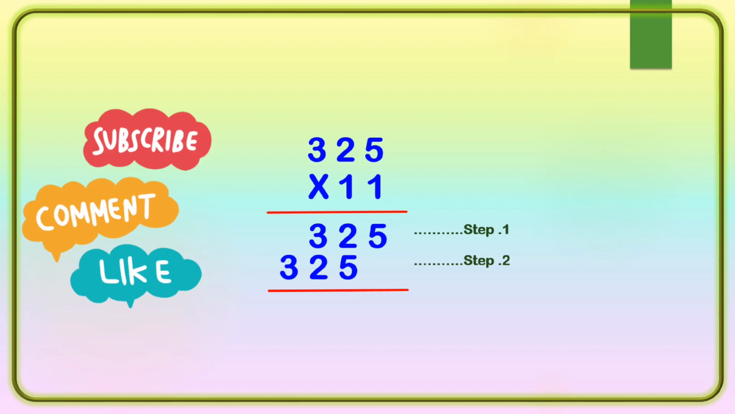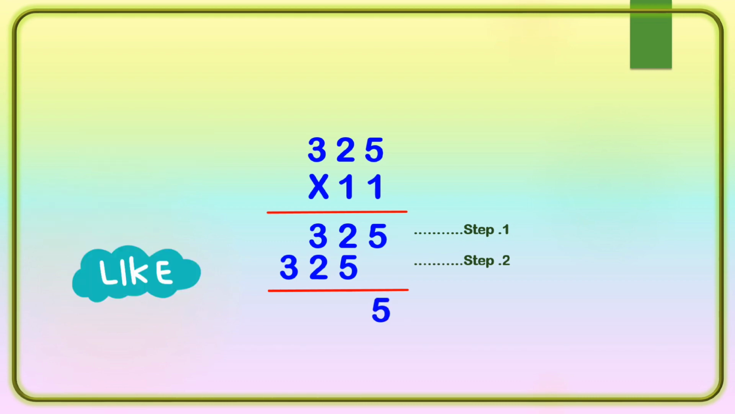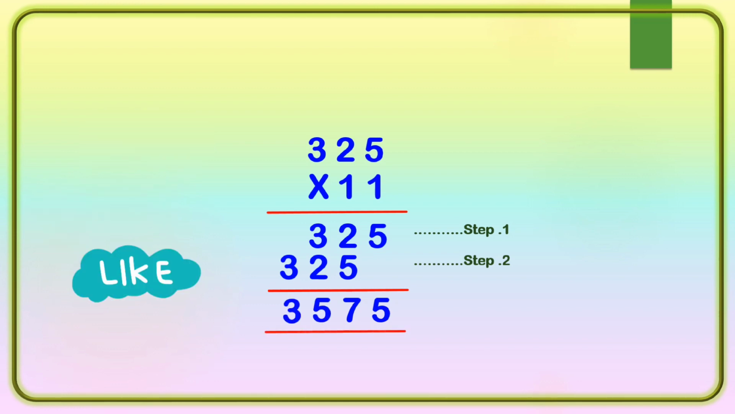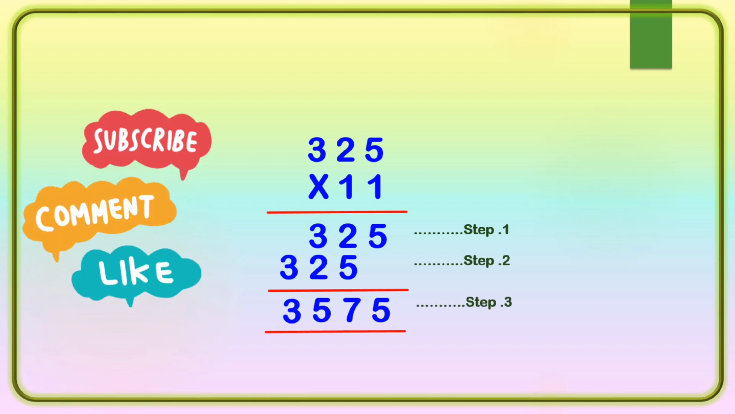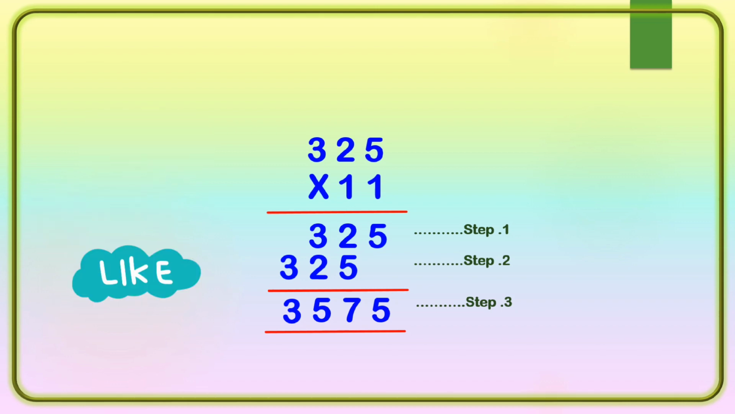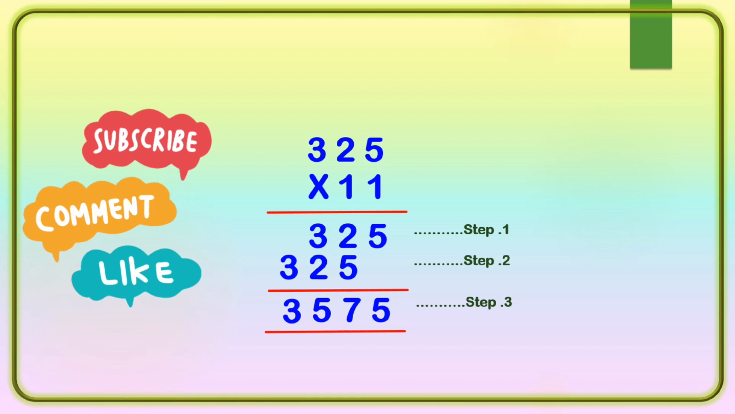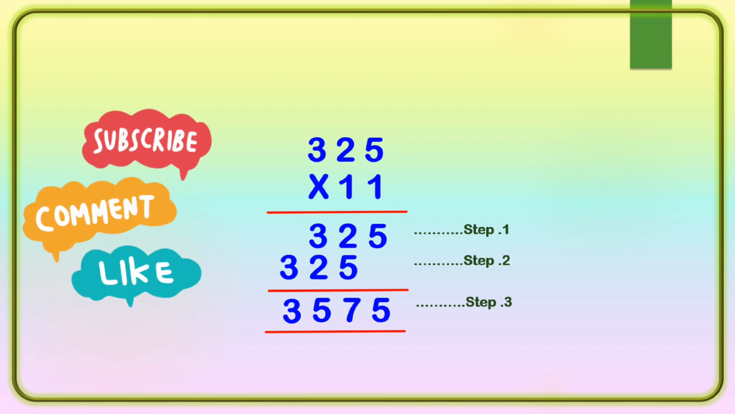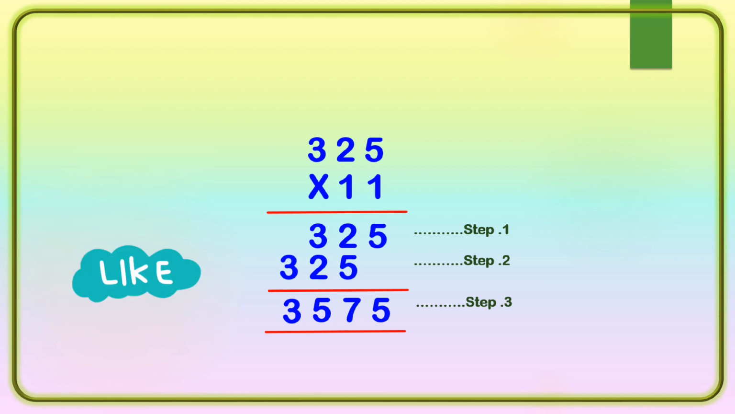Add these two steps. That is 5, 5 plus 2 is 7, 2 plus 3 is 5, and 3. This is the third step. We are taking 3 steps to solve this sum. Whereas in the case of Vedic maths, in a single step, we will get the answer. That one I will show you in the next slides.